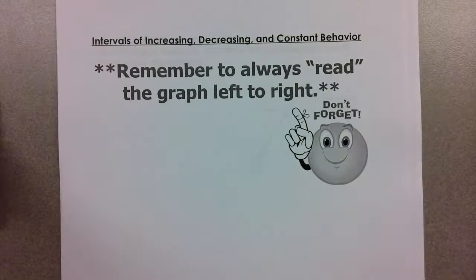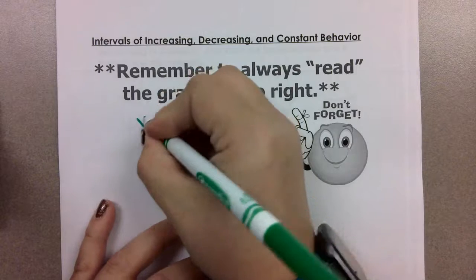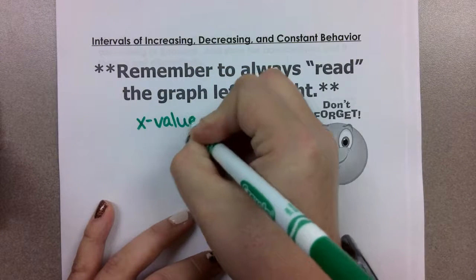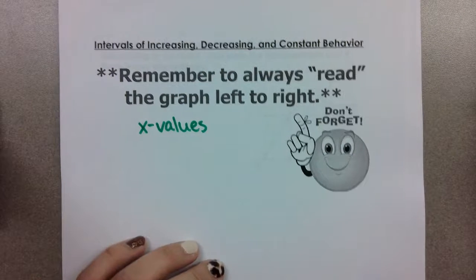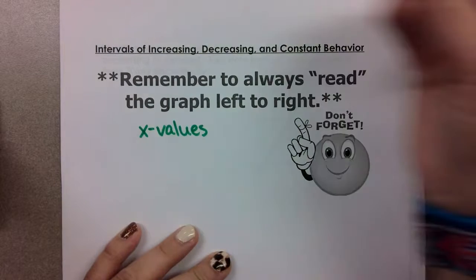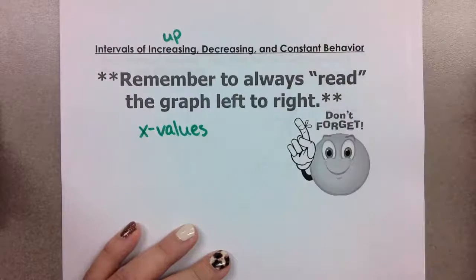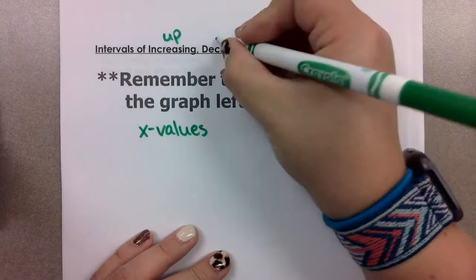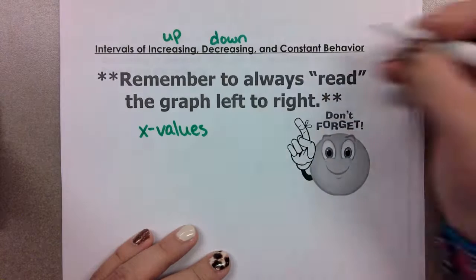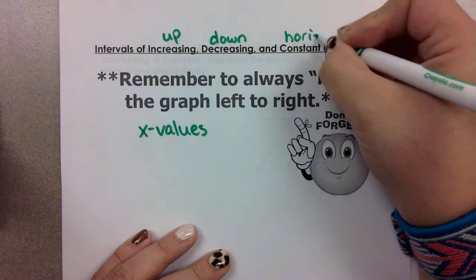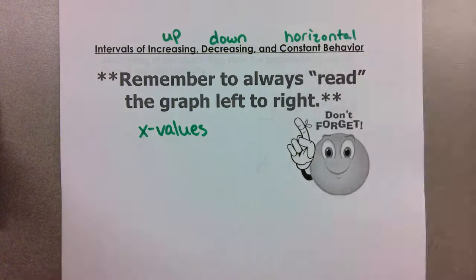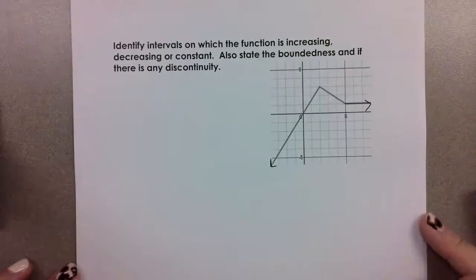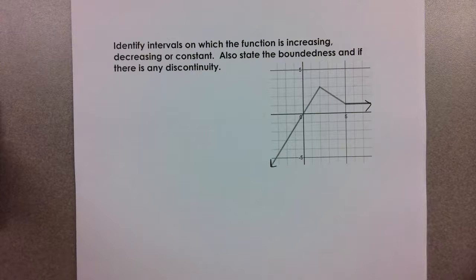First thing, intervals of increasing, decreasing, and constant behavior. We always read graphs from left to right. That means we are only dealing with x values when talking increasing, decreasing, and constant. Increasing on a graph, remember, looks like it's going up from left to right. Decreasing left to right will be going down, and constant will be a flat horizontal line. So we'll identify our increasing, decreasing, and constant, and then boundedness and discontinuity will be next.